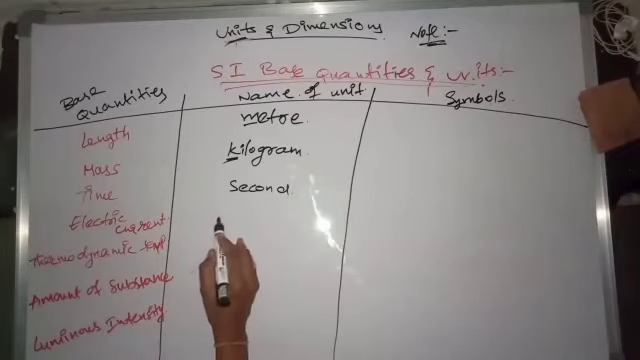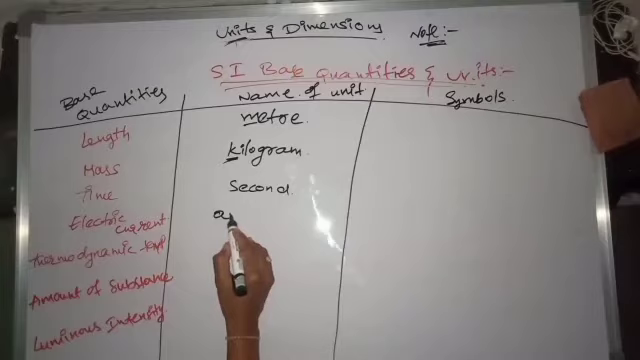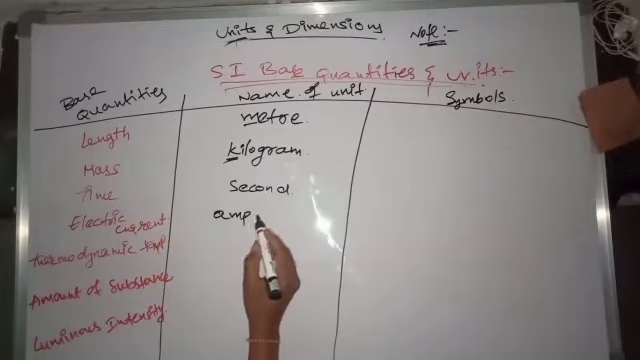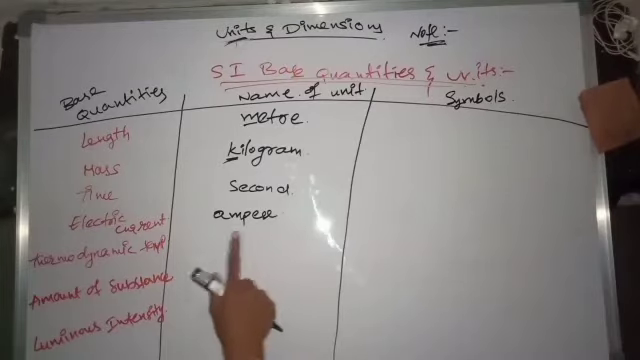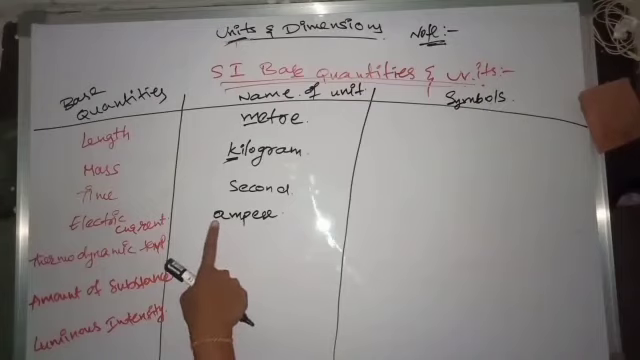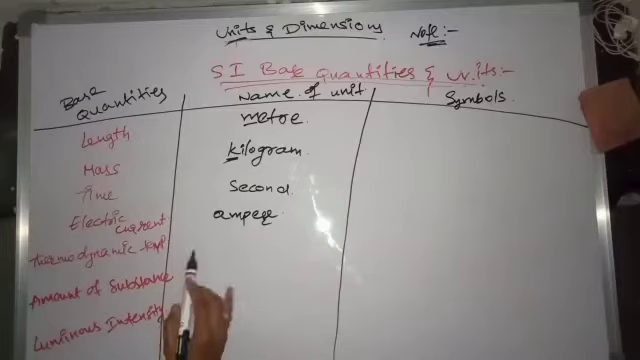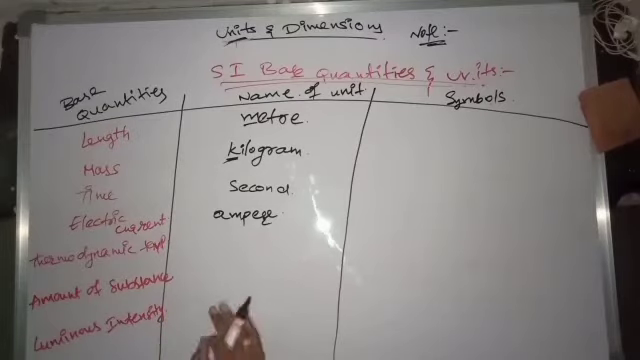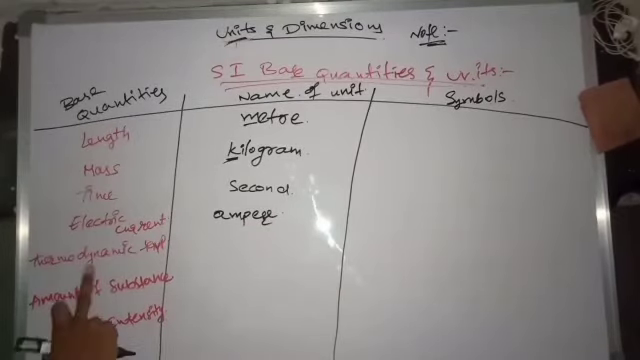Electric current is measured in ampere. See here, this ampere is the name of a scientist. The name of the scientist must also be written in small letters only. No capital letters. Don't use capital letters. This is a rule for writing the names of units.